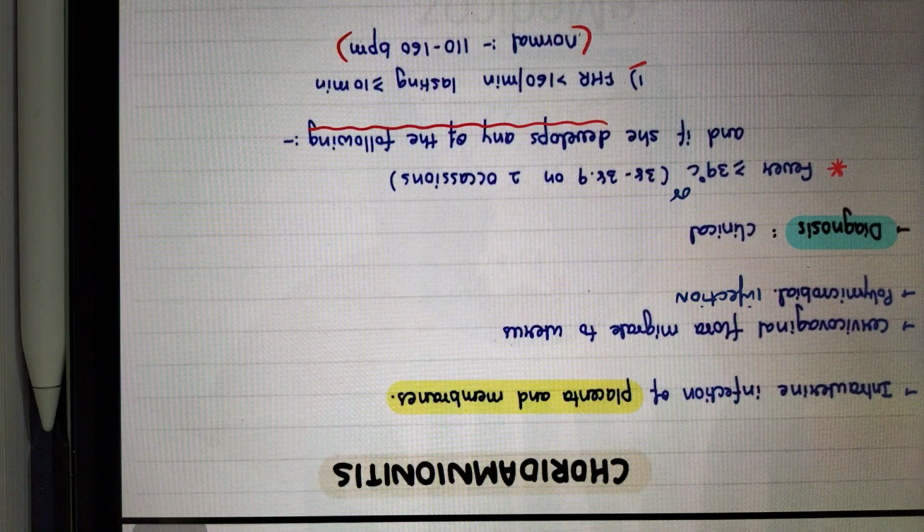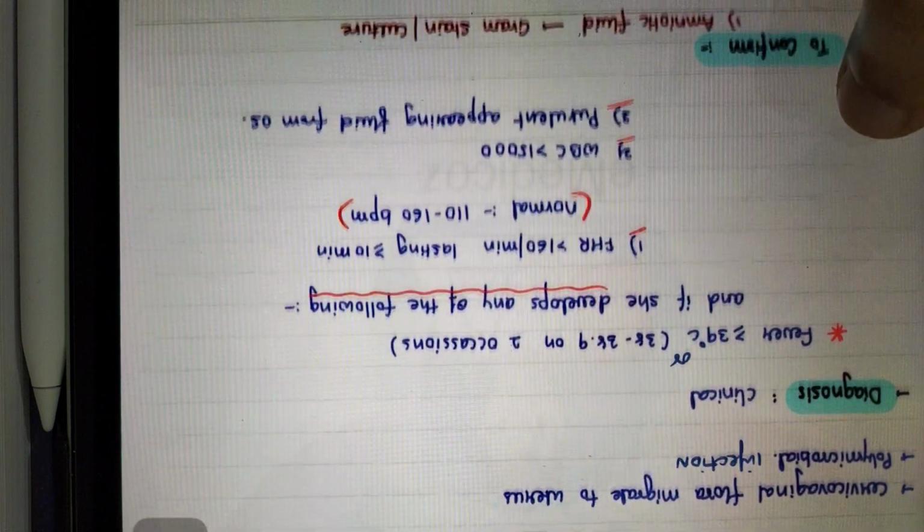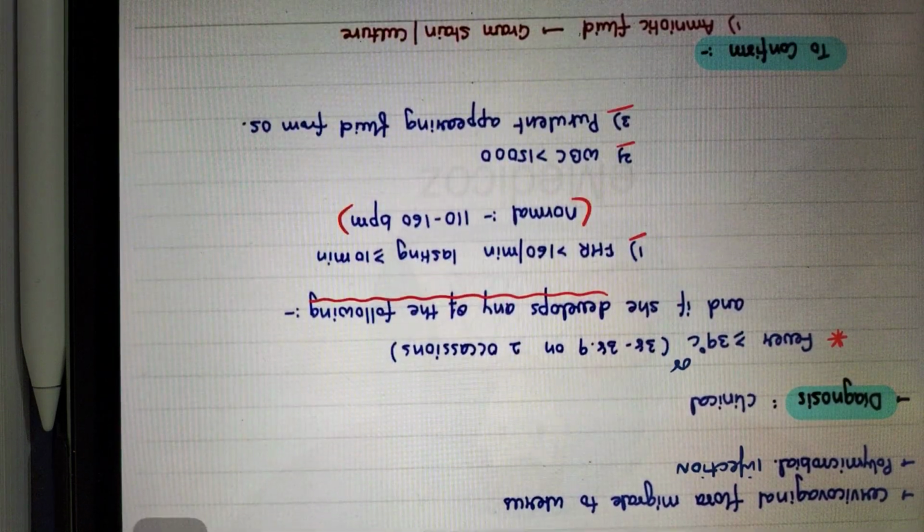The diagnosis is clinical. If fever more than or equal to 39 degrees Celsius or 38 to 38.9 on 2 occasions is seen, and if she develops any of the following: fetal heart rate more than 160 per minute lasting for more than 10 minutes, where the normal fetal heart rate is 110 to 160 beats per minute, WBC count more than 15,000, and purulent appearing fluid from os.